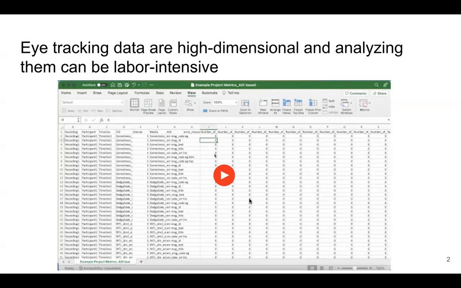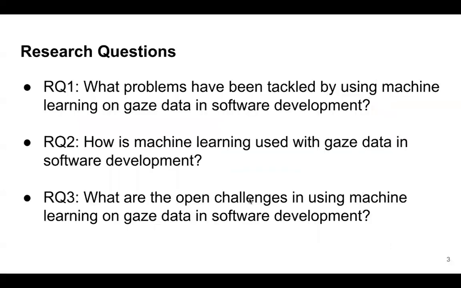Therefore, this leads to our curiosity to investigate the following research questions. First, what problems have been tackled by using machine learning on gaze data in software development? Second, how is machine learning used with gaze data in software development? Third, what are the open challenges in using machine learning on gaze data in software development?